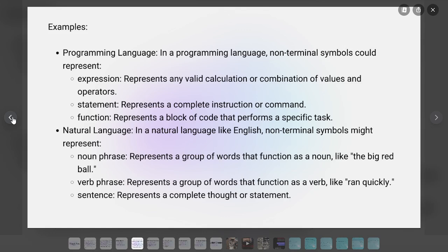In a natural language like English, non-terminal symbols might represent noun phrase, which represents a group of words that function as a noun, like the big red ball. Verb phrase represents a group of words that function as a verb, like run quickly. Sentence represents a complete thought or statement.